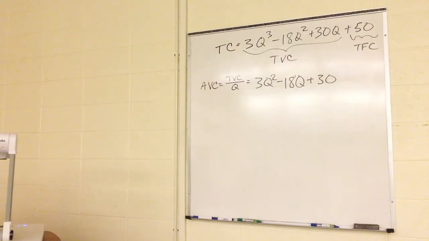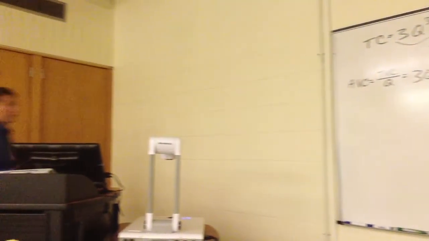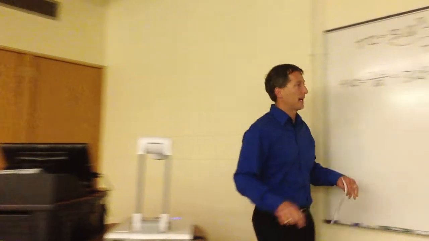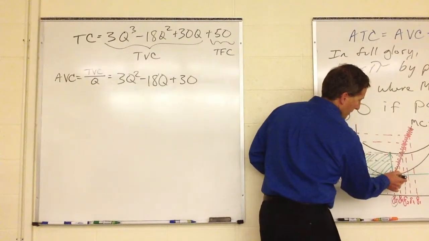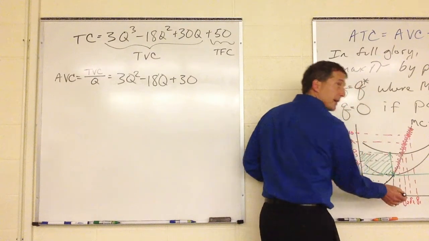So now what? Good. Set average variable cost equal to marginal cost. We're just following this graph exactly, right? Marginal cost cuts through average variable cost. Solve for quantity.